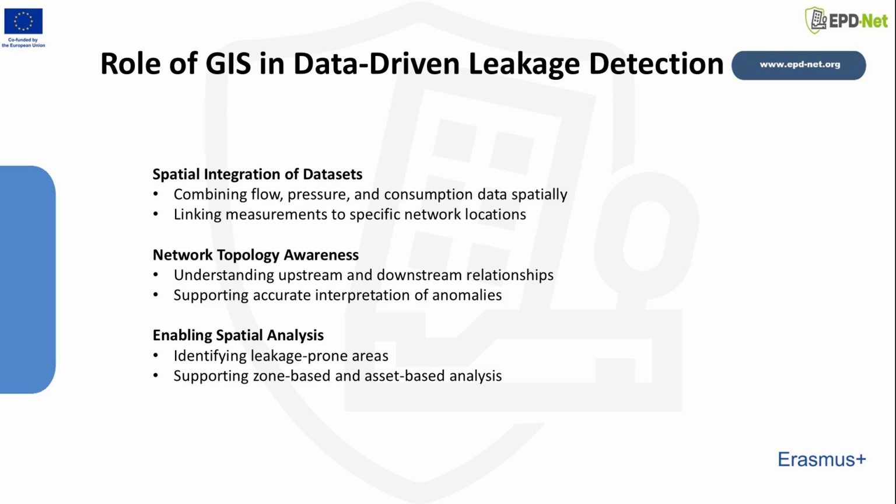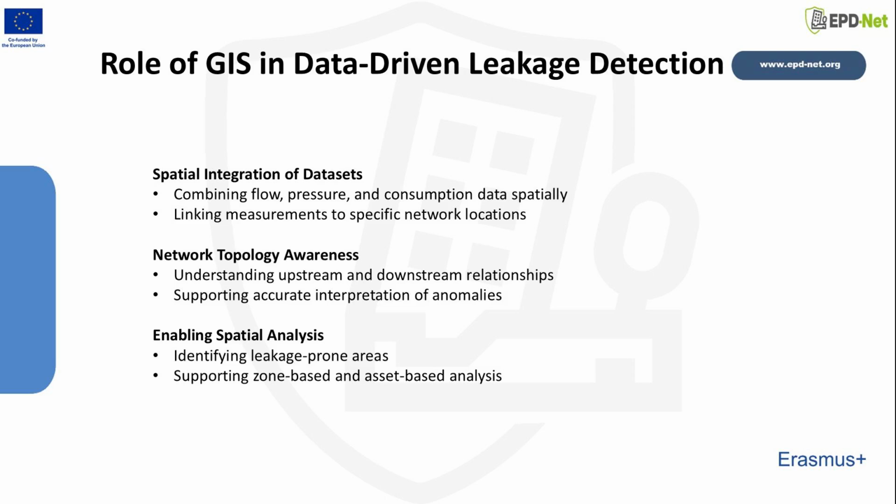Geographic information systems play a central role in data-driven leakage detection by enabling the spatial integration of diverse datasets. Flow, pressure, and consumption data gain meaning when they are linked to specific locations within the water network. GIS provides the framework needed to connect these measurements to pipes, junctions, and service areas.